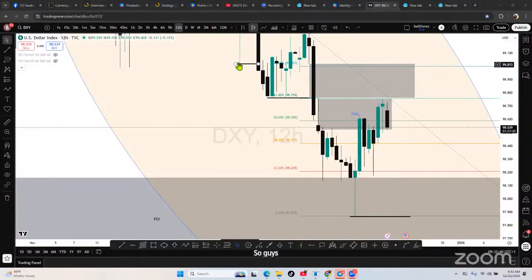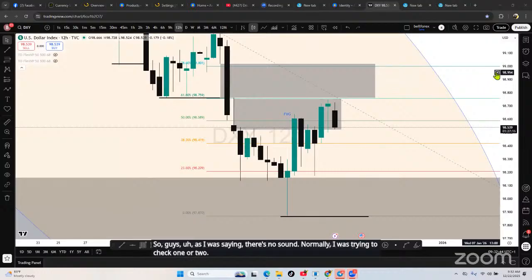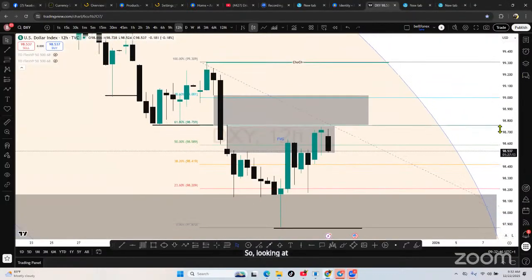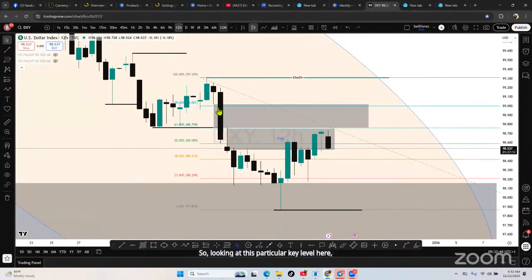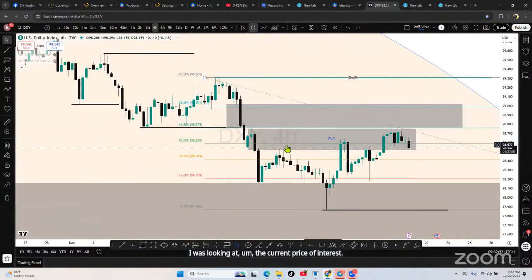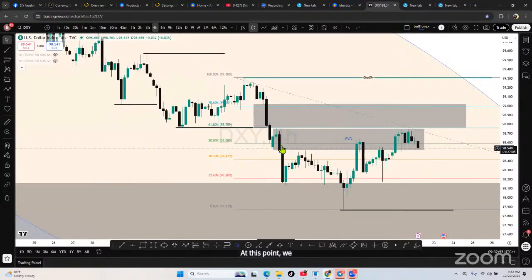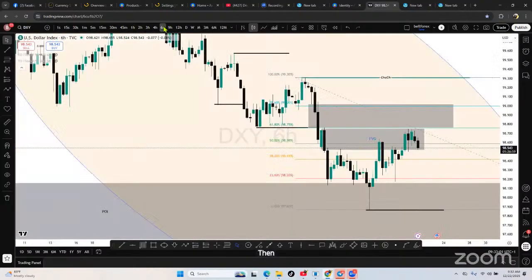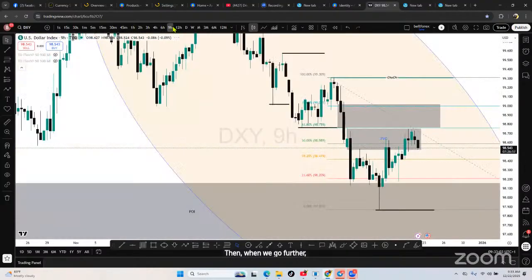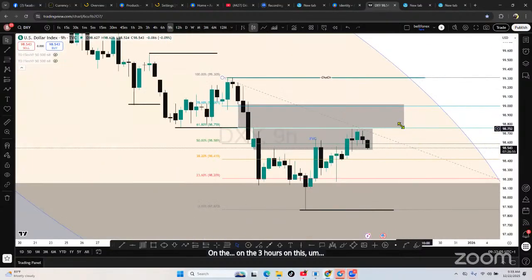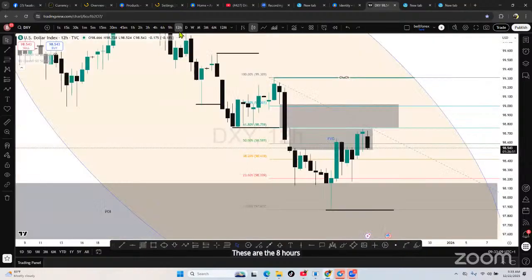So guys, as I was saying, there's no sound. Normally, I was trying to check one or two. So looking at this particular key level here, I was looking at the current price of interest. At this point, we have this accumulation area where the market has reacted. Then when we go further on the 3 hours, on the 8 hours, on the 12 hours.